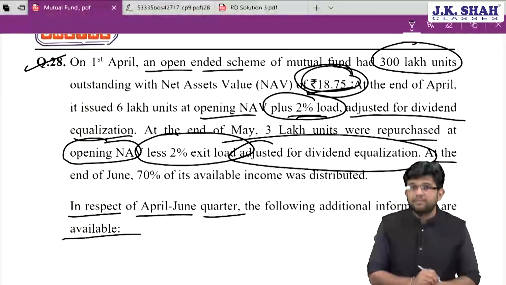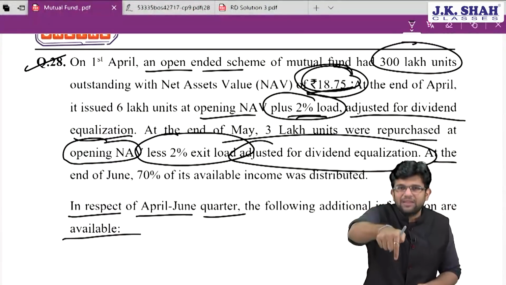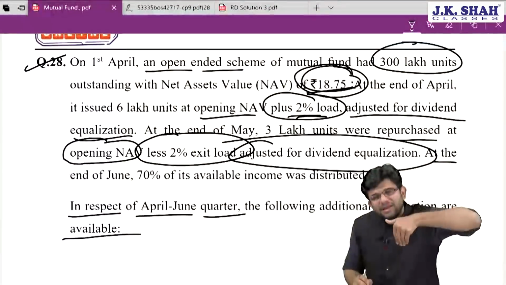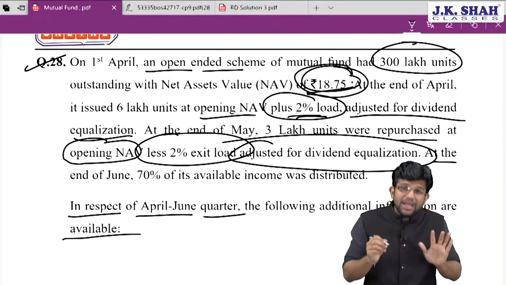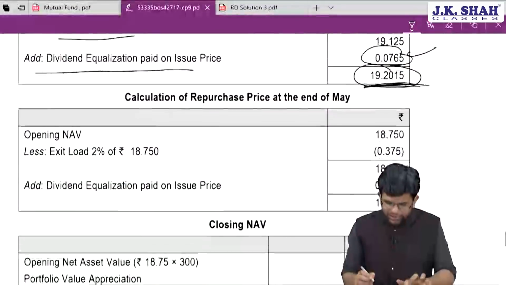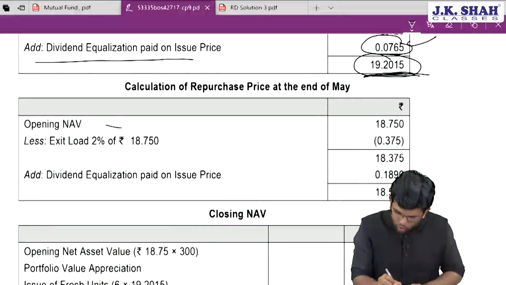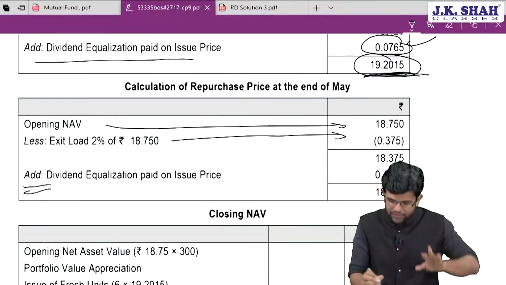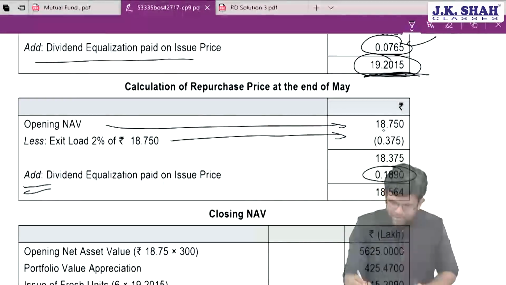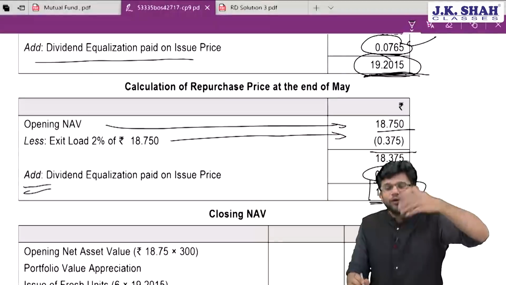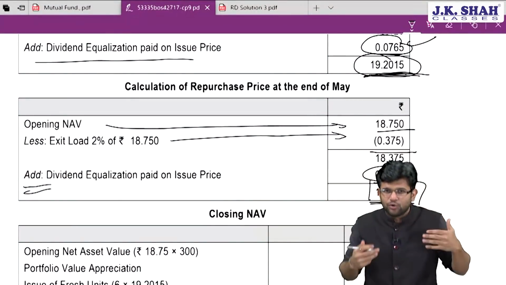Adjusted for dividend equalization means here, students, in that net NAV that I will be giving to you, I will also add your share of dividend equalization, and I will give the money back to you on the repurchase. What is that repurchase price is what they are asking at the end of May. Children, at the end of May, as you saw, it is nothing but the opening NAV less 2% exit load, and I will add your share of income 0.1890. So 18.750 minus 0.375, 2% of it, plus 0.1890. The net final repurchase price for me will be 18.564 as a mutual fund.